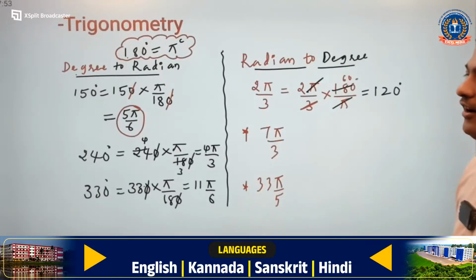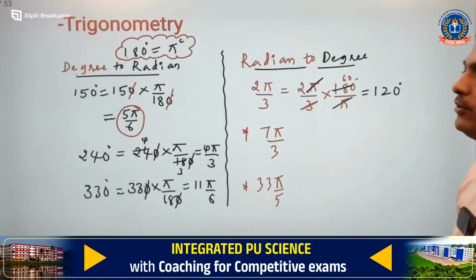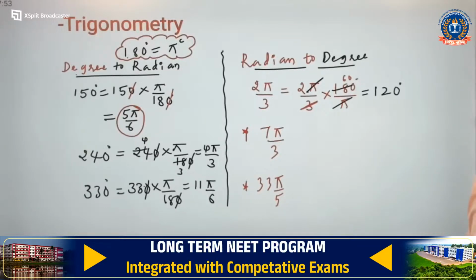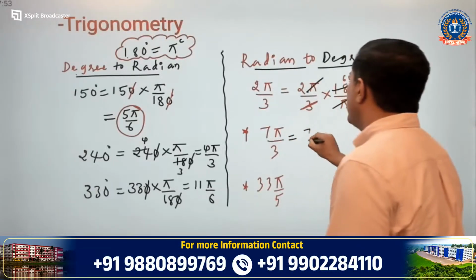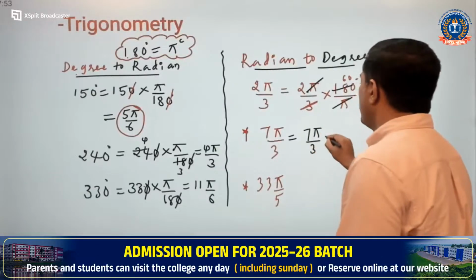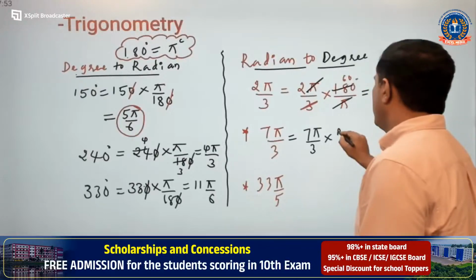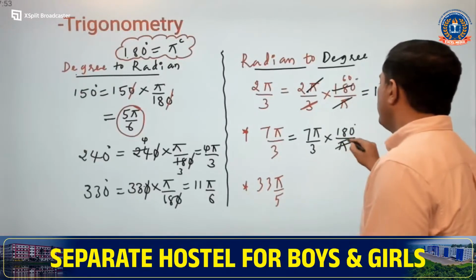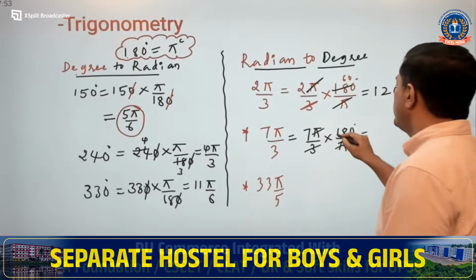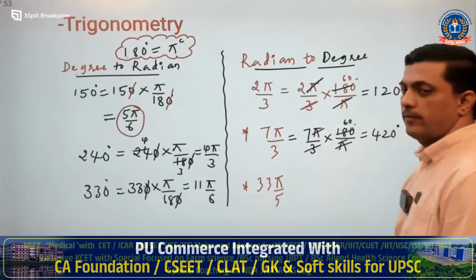Very good. Sagar, the answer is 420, not 429. Do the calculations correctly. See, I said 7 pi by 3 multiplied by 180 by pi. Pi gets cancelled. 3 ones are 3, 6s are 360. So automatically the answer is 420 degree.